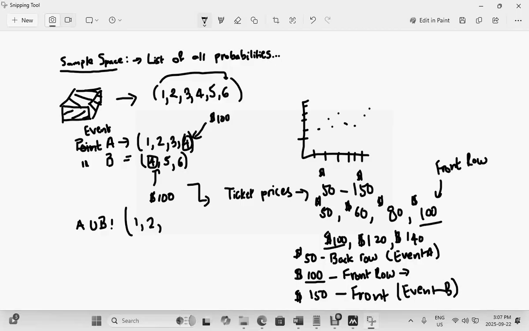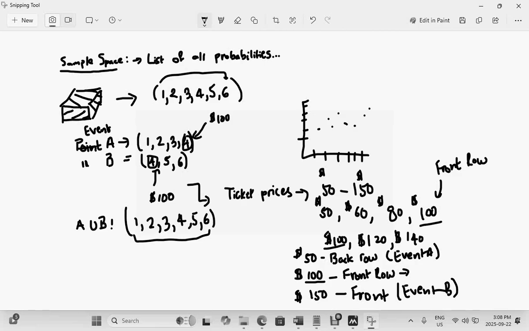So the range is between 1 to 6. So 1, 2, 3, 4, 5, 6. So these are your possible outcomes or sample space. So the sample space will be 1, 2, 3, 4, 5, 6. And notice we're not repeating the number 4, because we don't need to repeat the number 4 for sample space. So that's A union B.